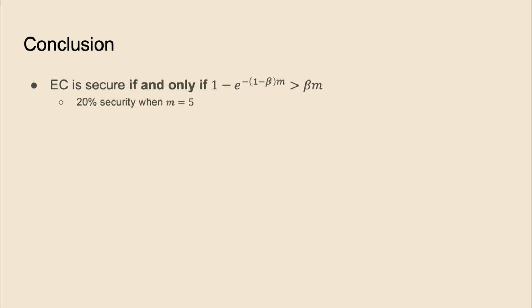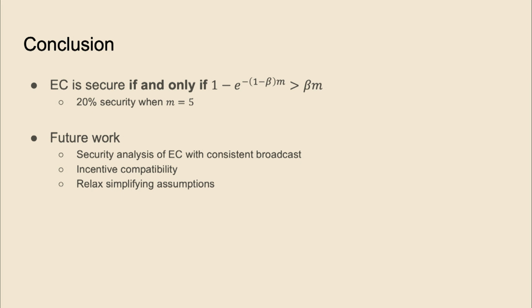So as a summary, in this work, we proved a tight security analysis for expected consensus. And with the current parameters, EC has about 20% security. There also remains some future work. The first one is the security analysis of EC with the consistent broadcast. The second one is that, in this work, we only consider the classic model of Byzantine versus honest nodes, and we did not address the incentive issue in EC. So proving the incentive compatibility or incompatibility of EC is another important aspect of understanding EC security.